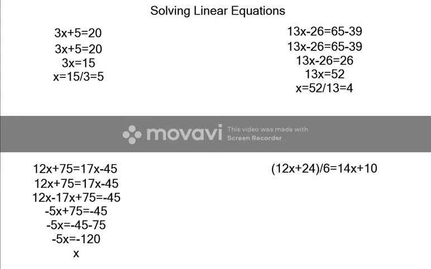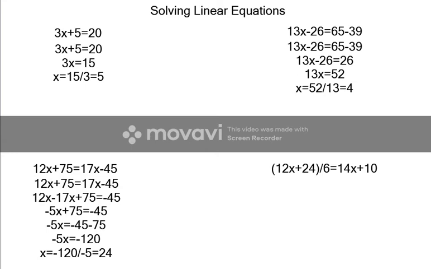So then x equals negative 120 divided by negative 5. And that's the same thing as 24. So yeah, that's the final answer. x equals 24.